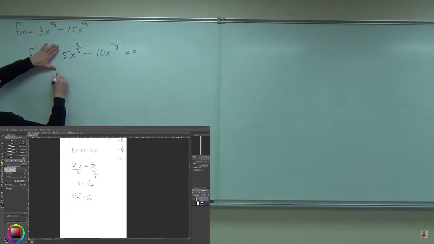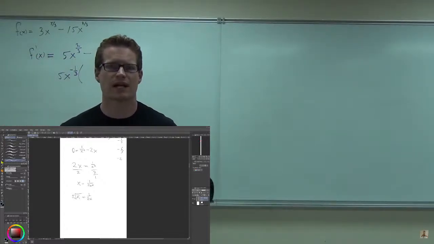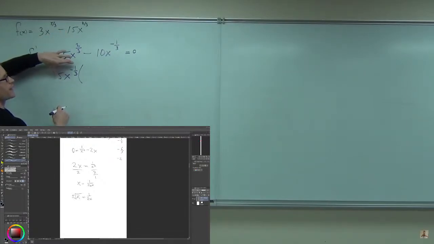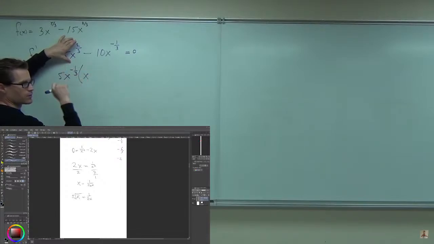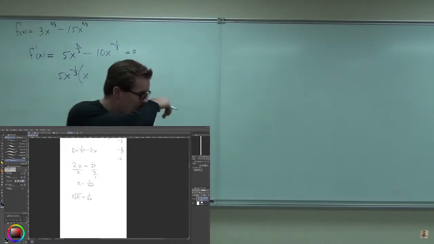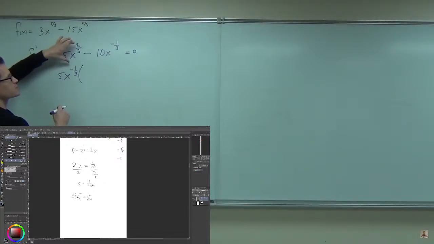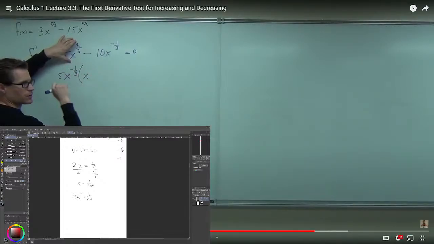So we will factor out the 5x to the negative 1/3. What you end up getting, factoring means dividing, dividing means you're subtracting exponents. Check it out. You've got 5x to the 2/3 divided by 5x to the negative 1/3. There's no more 5. x to the 2/3 minus negative 1/3 is x to the first power. Did you get x to the first power? Not 1/3. First power.